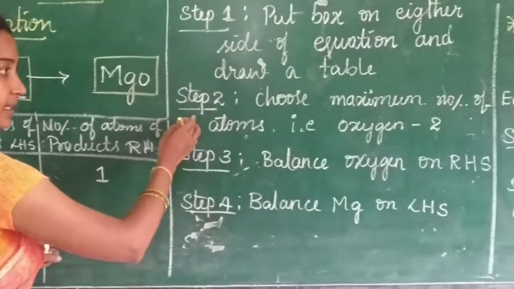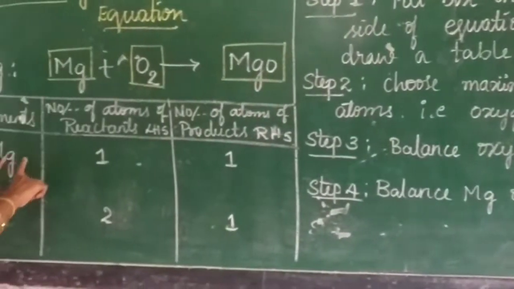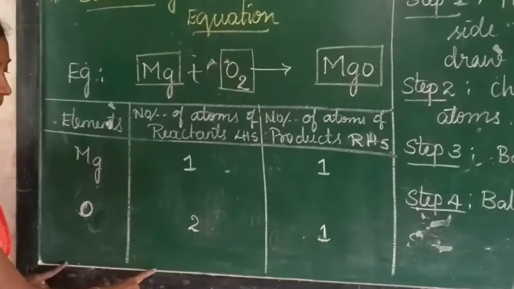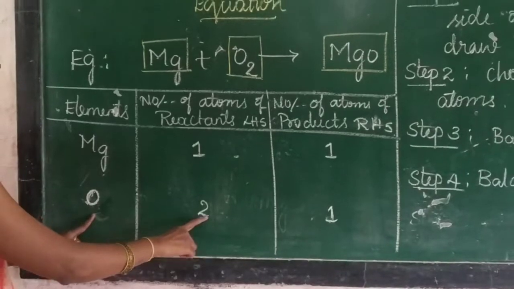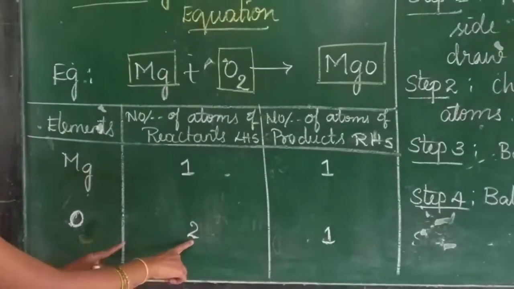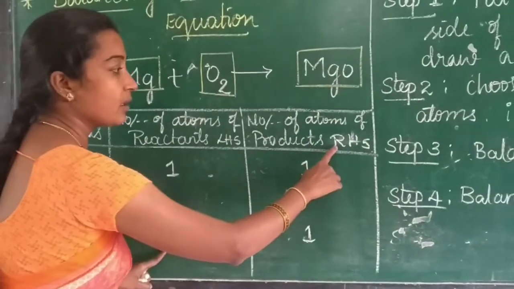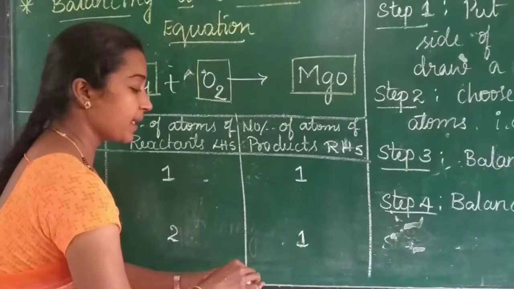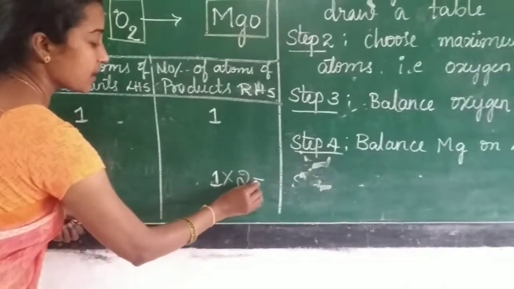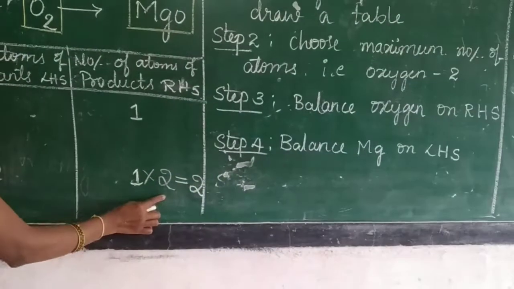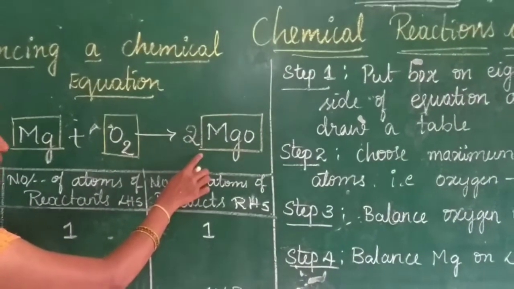And in the next step, choose the maximum number of atoms. Look at this table and choose the maximum number of atoms. Here which is the maximum number? 2. So oxygen has 2, the maximum number of atoms in LHS. Now we shall balance this oxygen in RHS of the equation by multiplying by 2. Like this, 2 ones are 2, equal to 2. This 2 is written right in front of the RHS of the equation like this.